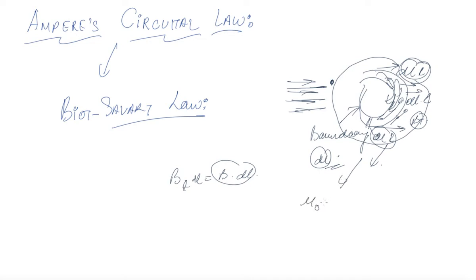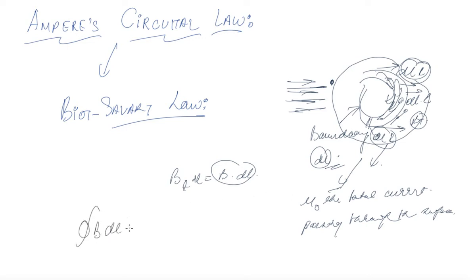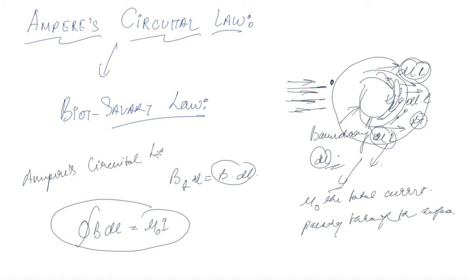mu naught times the total current passing through the surface. So in a way, the integral of B dot dl is equal to mu naught times the total current, and this is known as Ampere's circuital law.